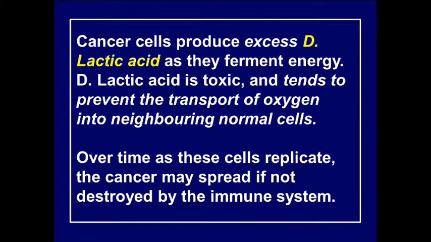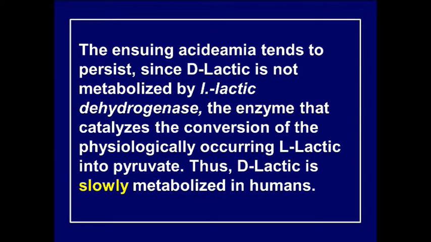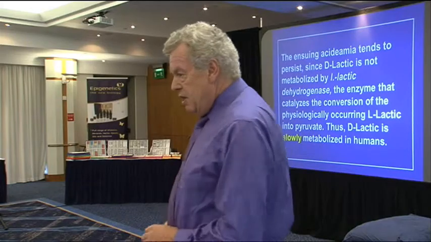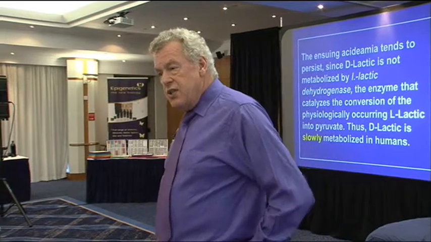D-lactic acid is toxic and tends to prevent the transport of oxygen into neighbouring normal cells. Over time, as these cells replicate, the cancer may spread, if not destroyed by the immune system. The ensuing acidemia tends to persist since D-lactic is not metabolized by L-lactic dehydrogenase, the enzyme that catalyzes the conversion of physiologically occurring L-lactic acid into pyruvate. Thus, D-lactic acid is slowly metabolized in humans, which leads to acidosis.